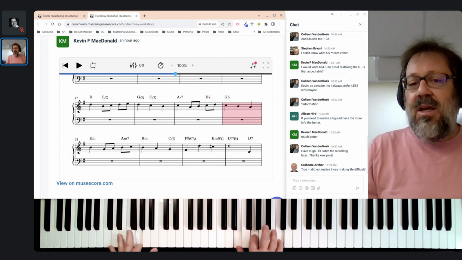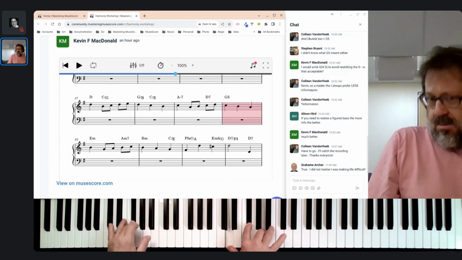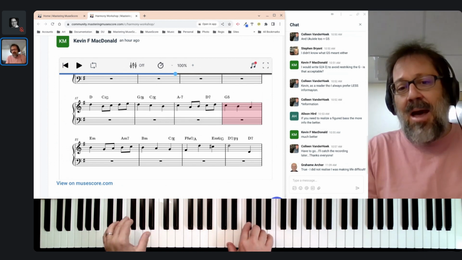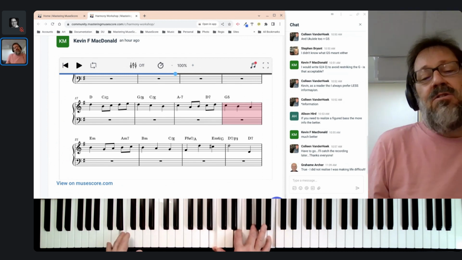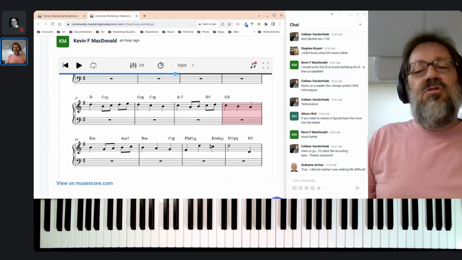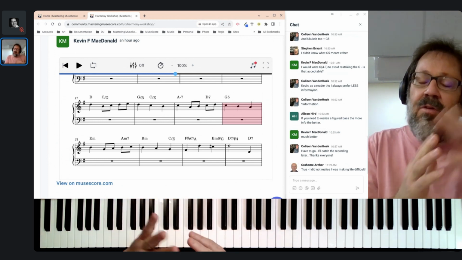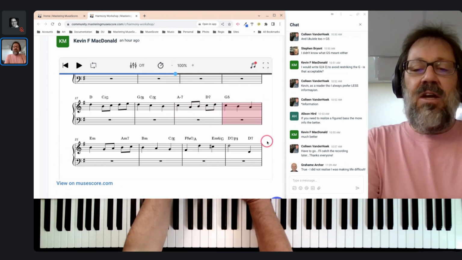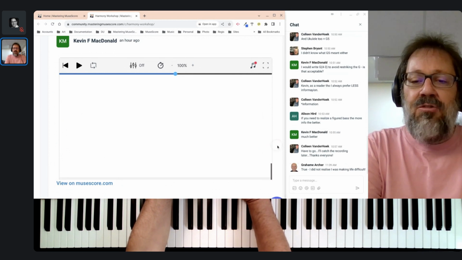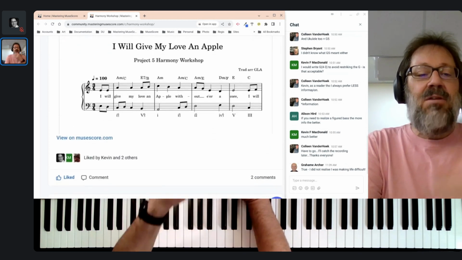So that's a very common technique. And then we end up having 5 resolving to 6, which is a deceptive resolution. It's like a little cadence there. It's like a little 5 to 1, but instead of resolving to 1, we're resolving to 6. So anyhow, that was something else that I had noticed and was going to comment on and forgot about.